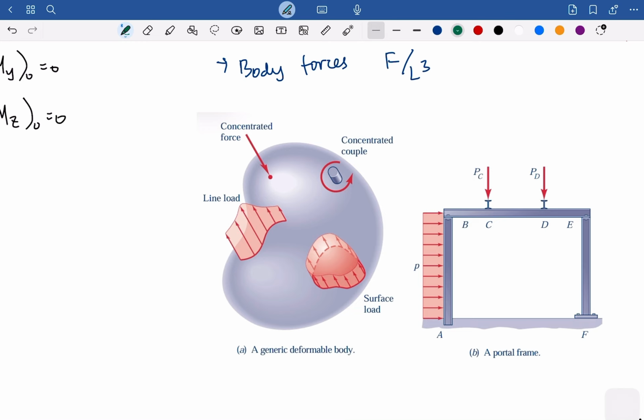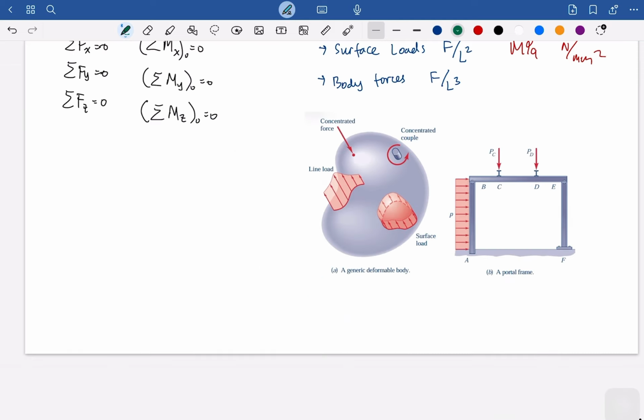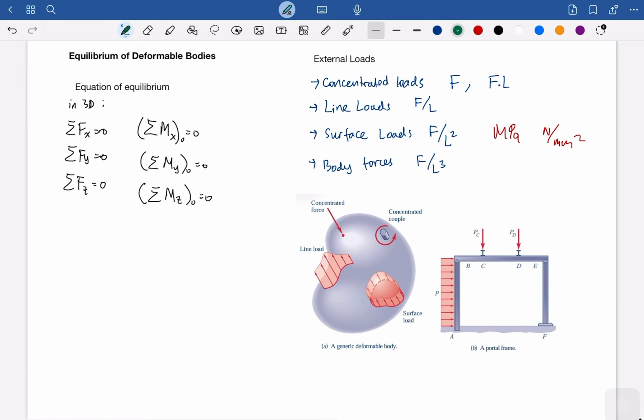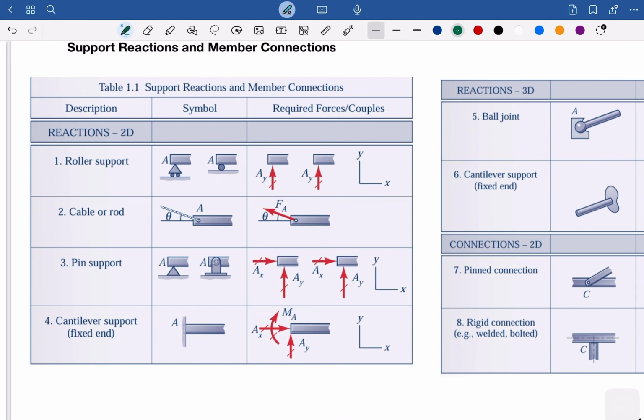And another thing that is important is the support reactions. The support reactions that I mentioned before could be described as this. Okay.